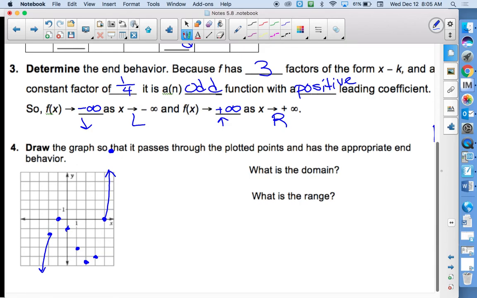And I guess it should go, I missed my furthest point on the right. The furthest point on the right is way on the right. I'll just connect these guys here. So then it says draw the graph so that it passes through the plotted points and has the appropriate end behavior. So now we have so many points that you can connect them. You get a full, complete graph. It's touching that point at -1. It goes down to the value at +2, and then it continues up.